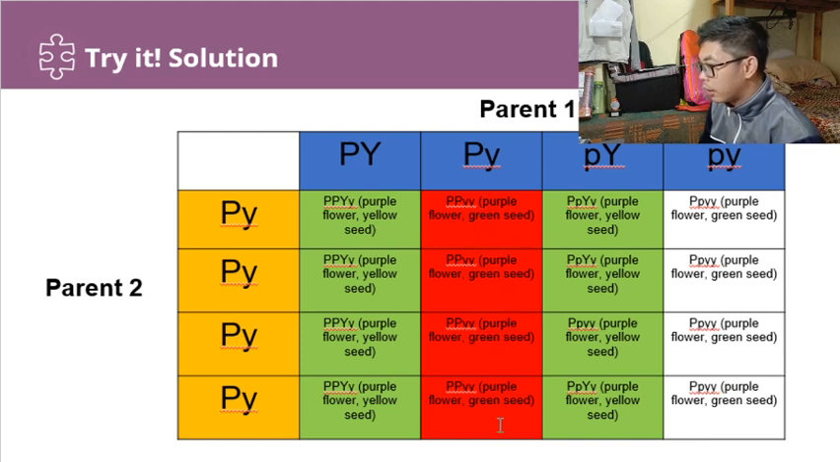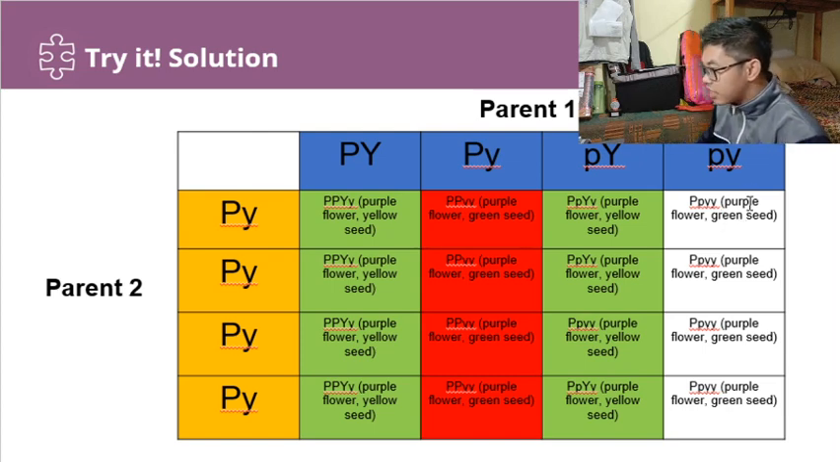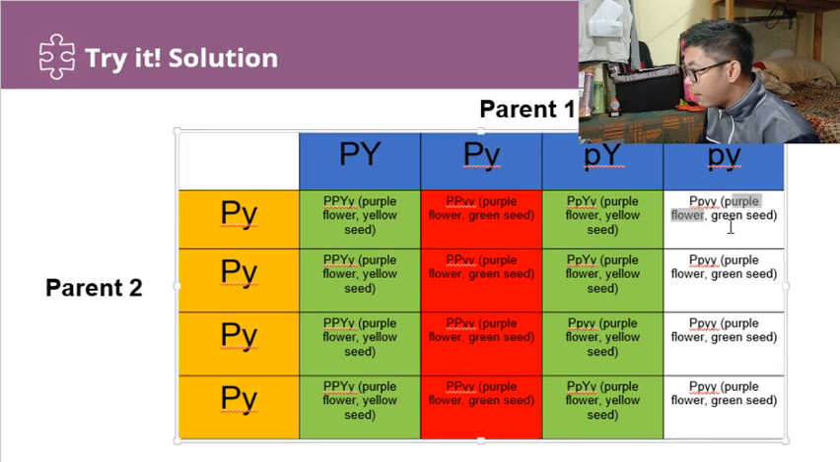Alright. So, andito natin, makita natin na purple flower, green seed, 1, 2, 3, 4, 1, 2, 3, 4. Pero also, you get to see that in this combination right here, though they don't have the same genotype, their phenotype actually shares the same result. It says here also, purple flower and green seed.